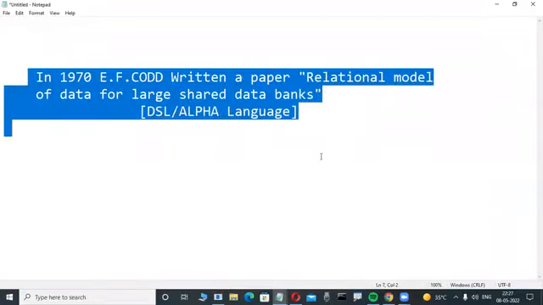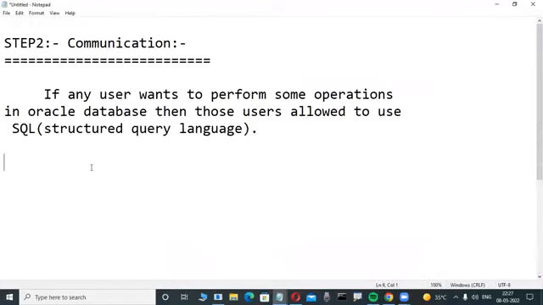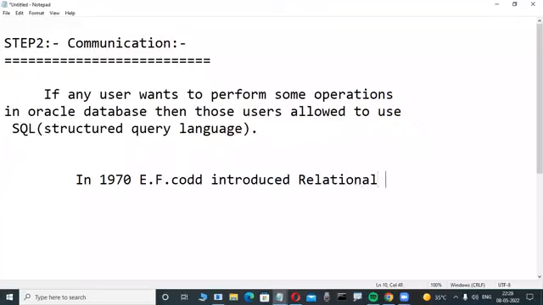What is that? I will tell you. Write it. Next para. At least the history. In 1970, E. F. Codd introduced the relational data model.